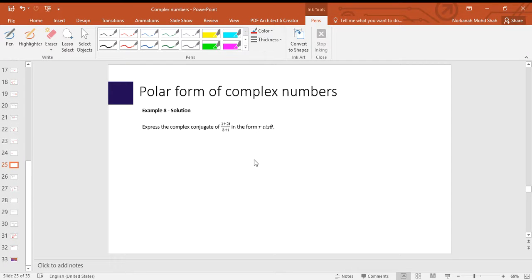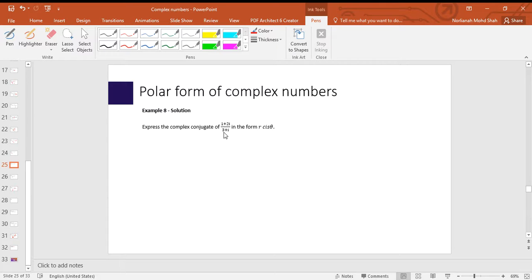Hello, hi. Okay, in our previous session, I already showed you how to form your complex number in polar form. For this question, it is quite tricky, because we want to express the complex conjugate of 1 plus 2i over 3 plus i in polar form, which is r cos theta plus i sin theta. So from this complex number, we need to find its complex conjugate.